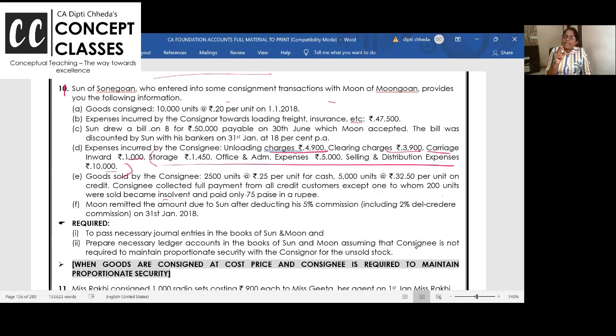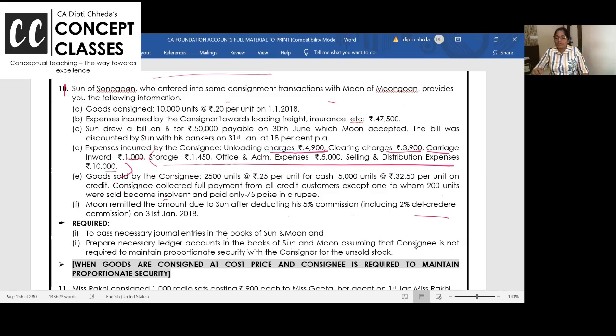So bad debt will not be recorded in my books because I am paying you Del Credere commission. Otherwise, how is bad debt recorded? Sales come on the credit side. Bad debt is recorded on the debit side. Consignment account debit to consignee. It's an expense for me, bad debt. But because I am paying Del Credere commission, I will not bear. Okay? Pass journal entries in the books of Sun and Moon. Prepare necessary ledger account in the books of Sun and Moon, assuming consignment.